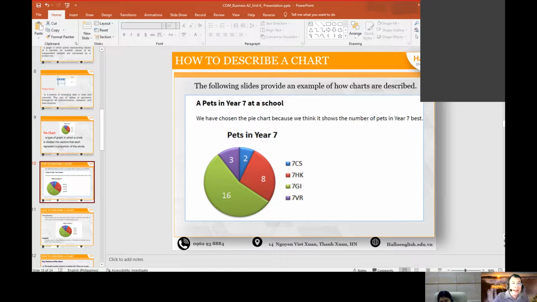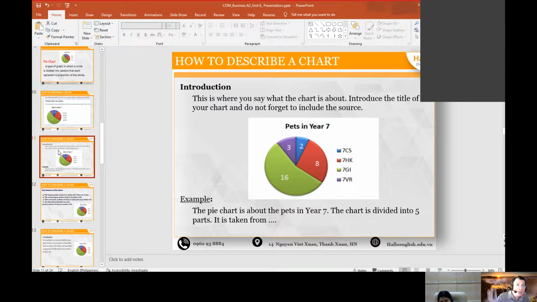So we use the pie chart in order for us to understand the pets in year 7 at school, okay? Okay, and then how to describe a chart now. So let's do this one.